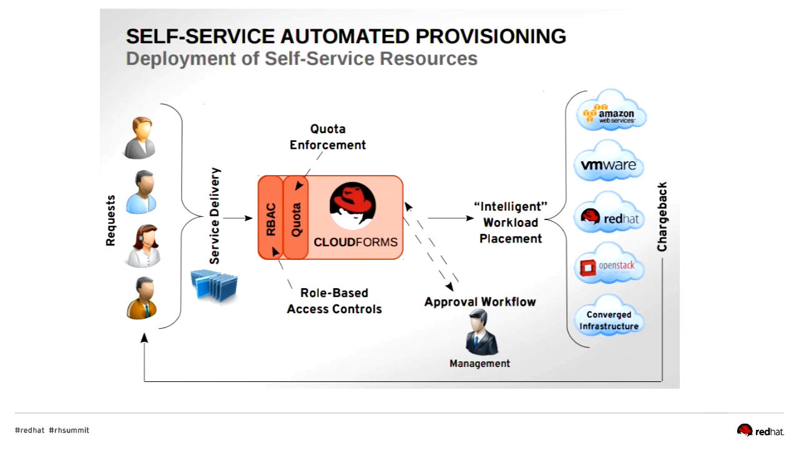CloudForms abstracts all of the infrastructure, all of the entities, and allows you to expose them as service catalog items to your users. This gives you things like RBAC, role-based access control, tenancy, quotas, approval workflow, and the ability to provision those services to the different managed clouds, virtualization, whatever. This is how it looks from the user side.